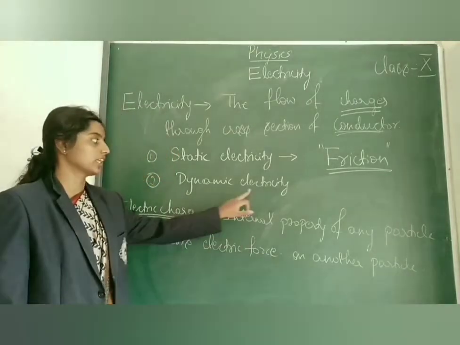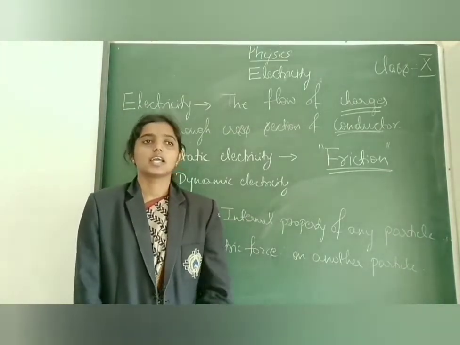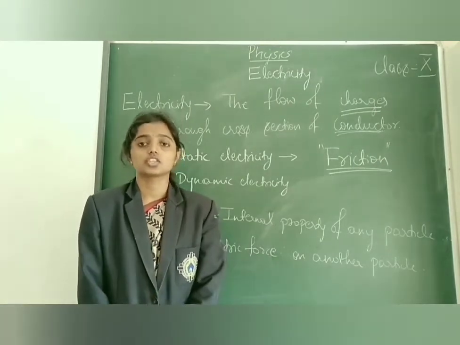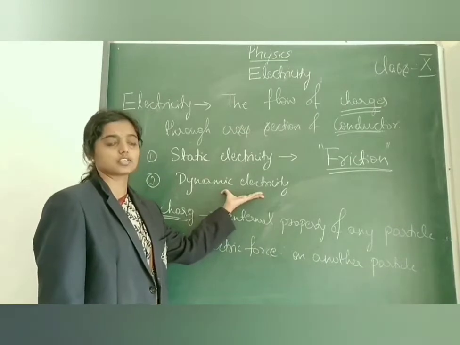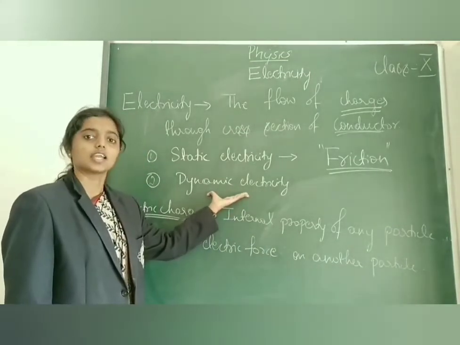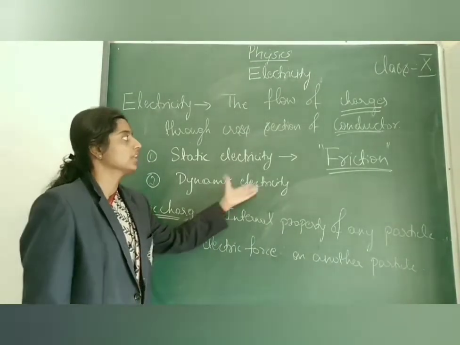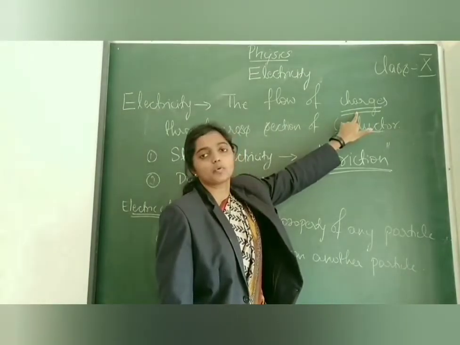Now an example for dynamic electricity is the electric circuits or the charge in a bulb. Here we are mainly studying dynamic electricity. It is also called current electricity. And in the last class we learned about charges, right?